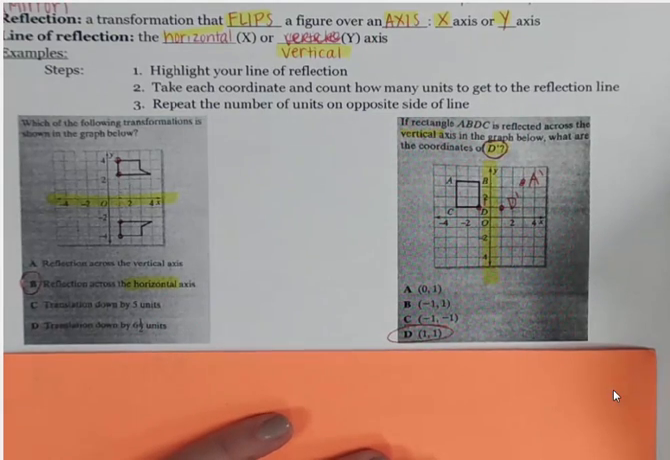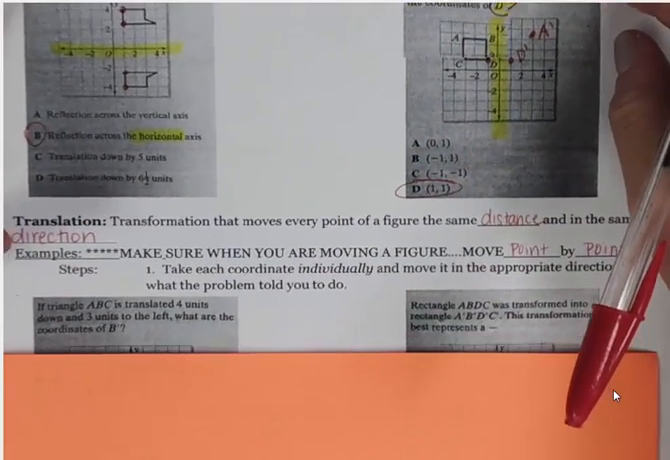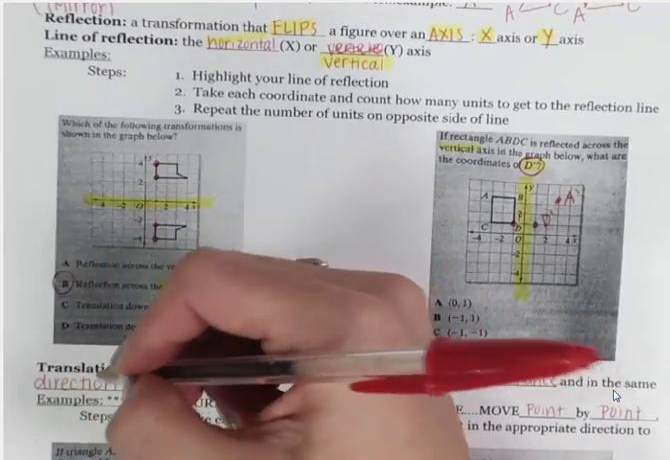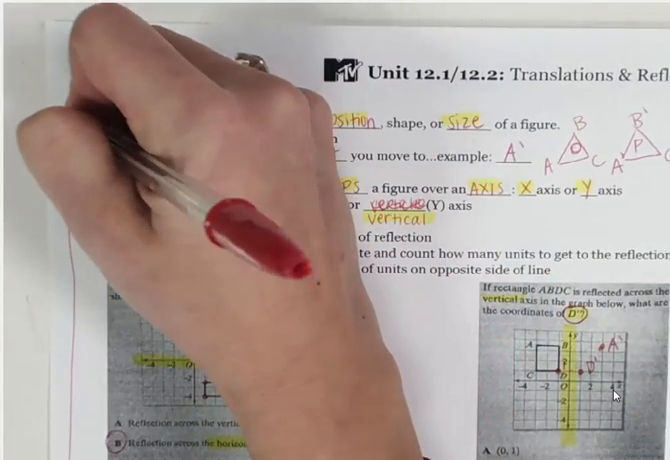Alrighty. I feel like that's pretty good on reflection. It is a review from last year, so we're going to move on to translation. Translation, I'm going to draw an arrow all the way back up to the top. A translation is also a type of transformation.